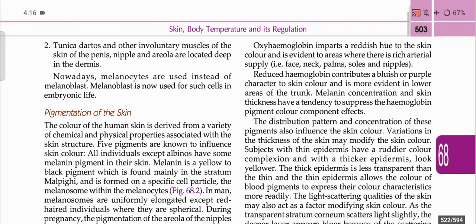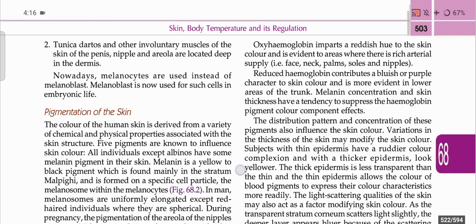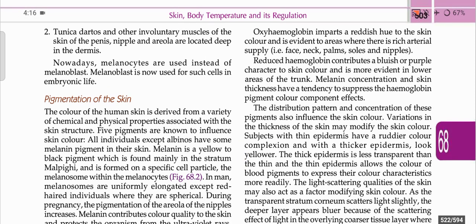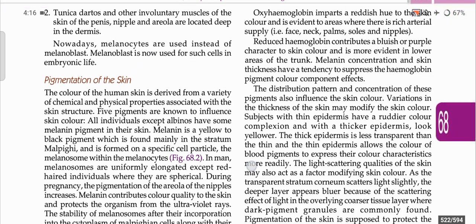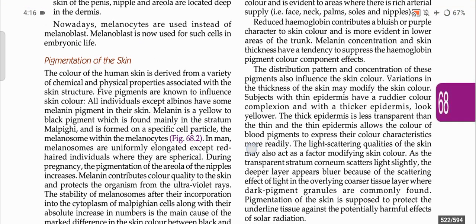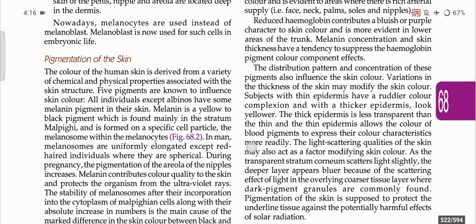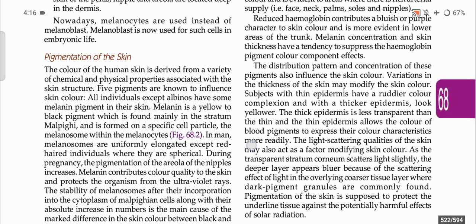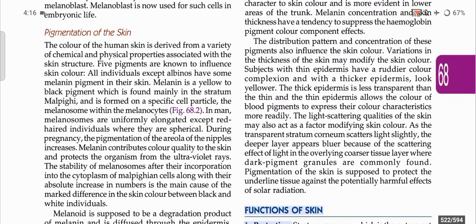Oxyhemoglobin imparts a reddish hue to the skin color and is evident in areas where there is a rich arterial supply, like the face, neck, palms, soles, and nipples. Reduced hemoglobin contributes a bluish or purple character to the skin color and is more evident in lower areas of the trunk. Melanin concentration and skin thickness have a tendency to suppress the hemoglobin pigment color component effects. The distribution pattern and the concentration of these pigments also influence the skin color.